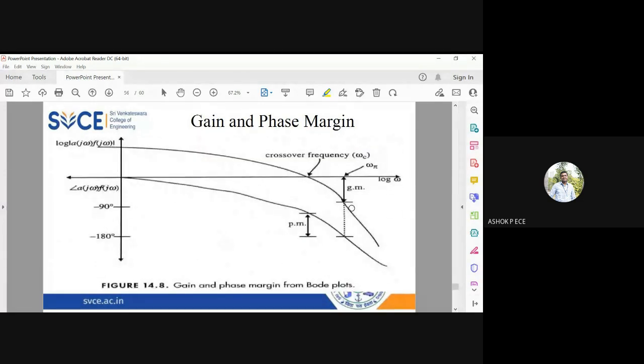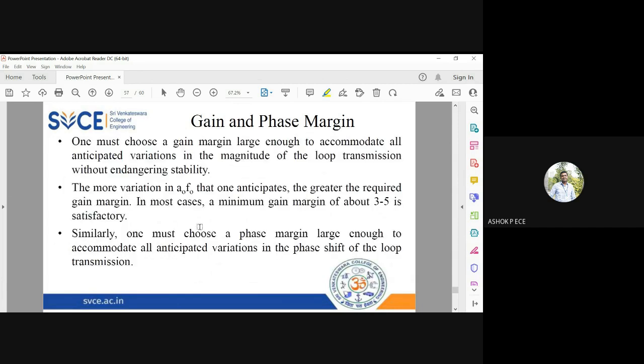So the diagram is given. For gain margin, you see minus 180. At the frequency where the phase is minus 180, that is the frequency omega pi. At that omega pi, what is the gain? For phase margin, you see where the gain is 1, that is 0 dB. So this is the frequency. At this frequency, find out the phase angle. That is your phase margin.